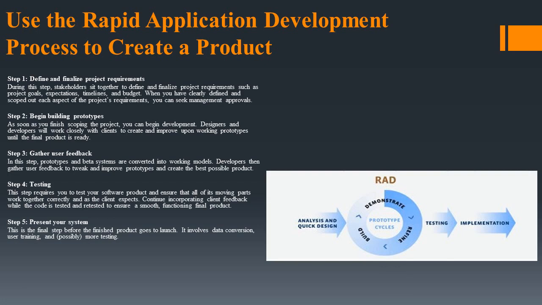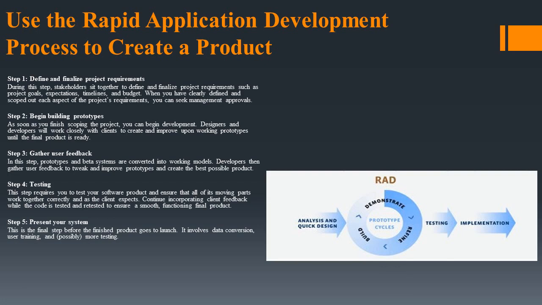Step 2. Begin building prototypes. As soon as you finish scoping the project, you can begin development. Designers and developers still work closely with clients to create and improve upon working prototypes until the final product is ready. Step 3. Gather user feedback.